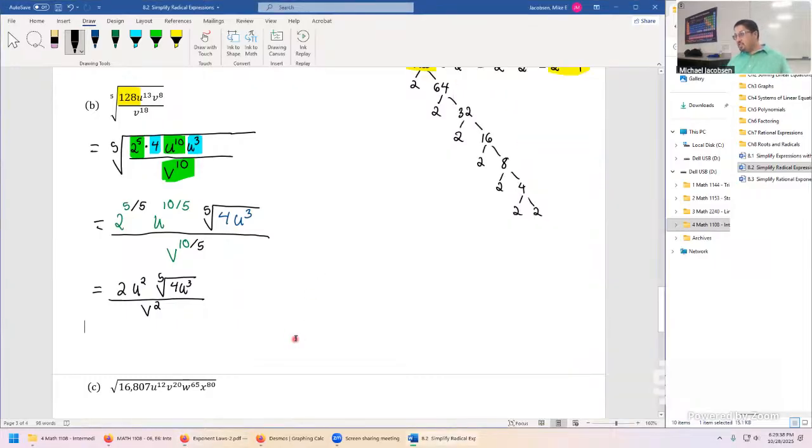But before doing that, let's do one more slightly nasty looking problem, the part C down here. Worst thing about it is the 16807. Sometimes you might be facing large integers like this one and you have to compute it. We're dealing with the square root, so we want something to an even power if we can find it.